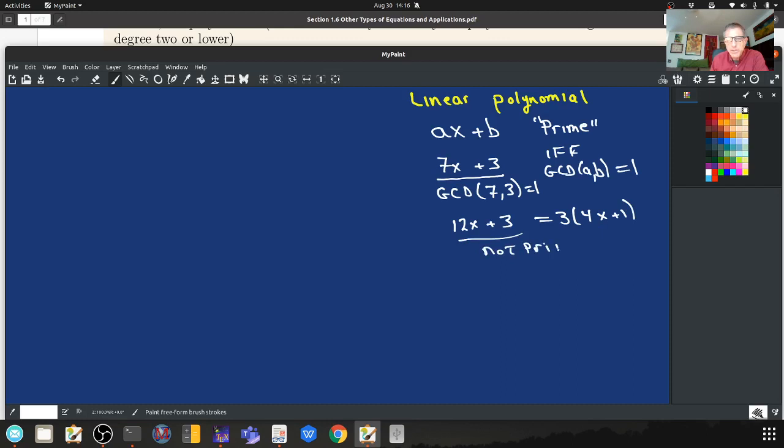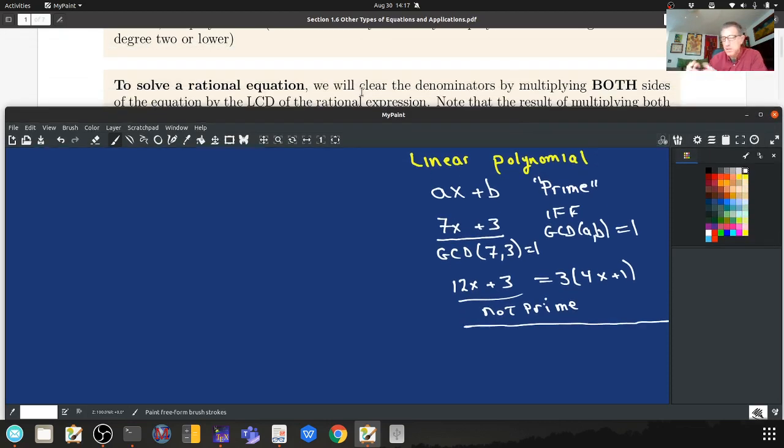Now for degree 2 polynomials, you're going to try to factor them. And if you cannot factor them, then they're prime. So that's going to be important when we're trying to find the LCD of polynomials, denominators which are polynomials.